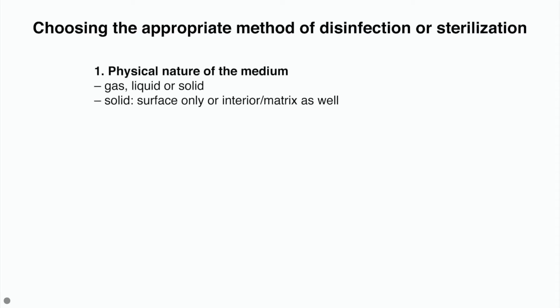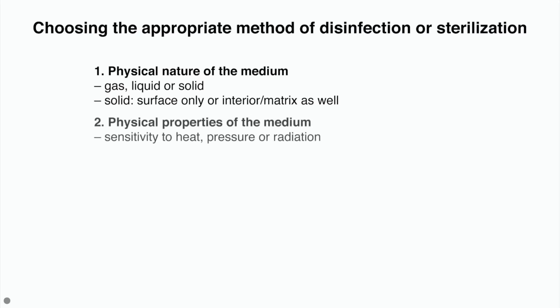There are a number of factors to take into account when choosing the appropriate method for disinfection or sterilization. The first factor to consider is the physical state of the medium you are intending to either disinfect or sterilize. Is it a gas, liquid, or solid? If it is a solid medium, do you need to disinfect or sterilize just the surface of the solid or the interior of the solid as well? Next, you need to consider the physical properties of the medium. Is it sensitive to heat, pressure, or radiation?